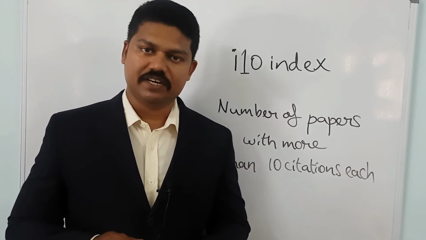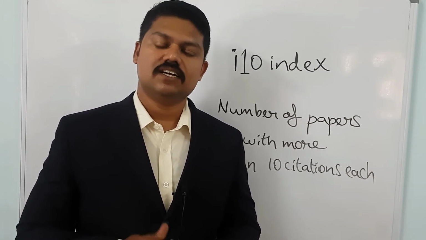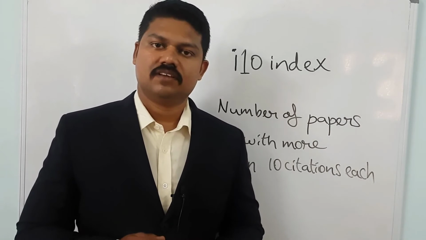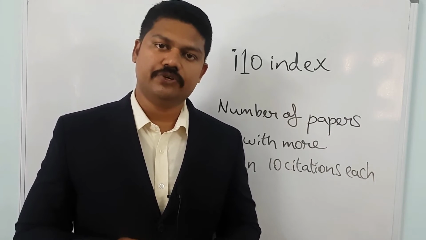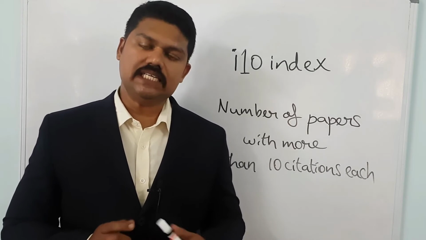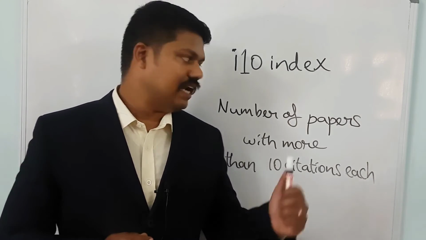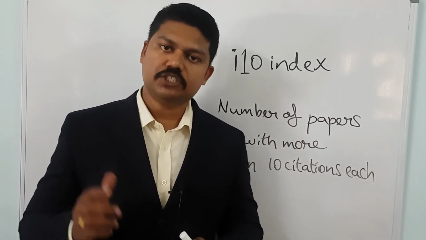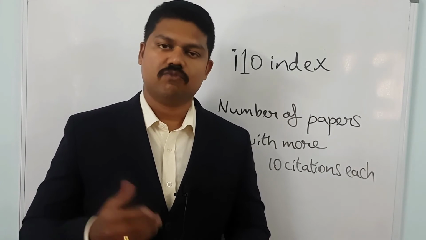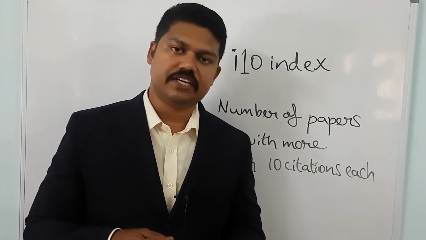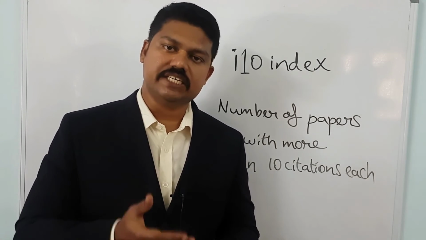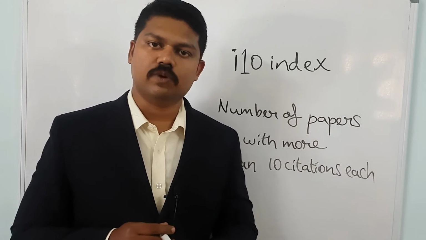The other quantitative metric used for assessing the quality and productivity of a researcher is the i10 index. So this tool is most commonly used in the research arena. This i10 index value can be easily calculated by counting the number of papers published by the author with more than 10 citations. For instance, if you have 10 publications and 6 of your papers have more than 10 citations each, then your i10 index score will be 6.